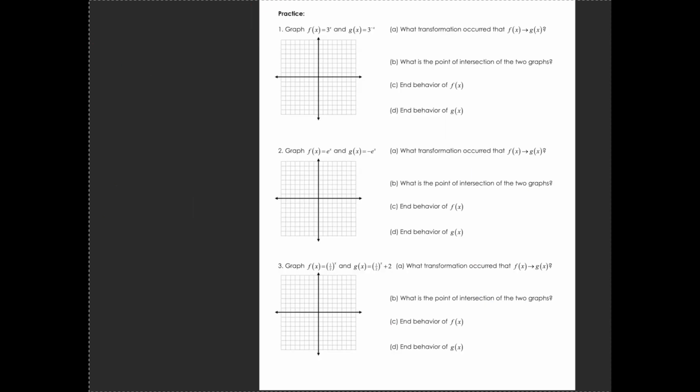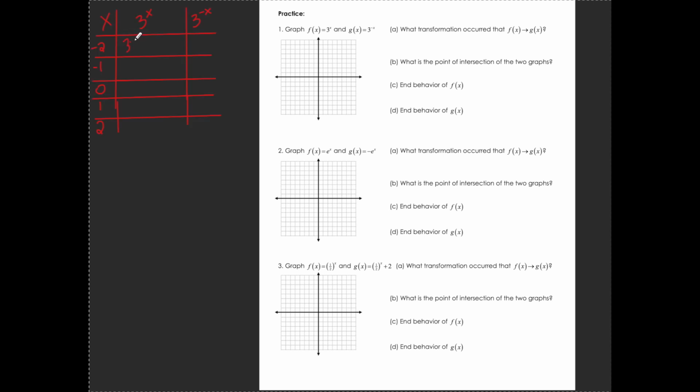Okay, let's do a couple of practice problems. We're really going to be looking at what kind of transformations are occurring in each of these examples. I'm first going to set up a table for number 1, for f of x is 3 to the x and g of x equals 3 to the negative x.